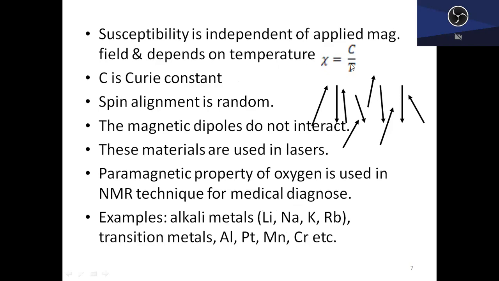The susceptibility is inversely proportional to 1 by T. So when I remove this proportionality, you get susceptibility equal to C by T, where C is called the Curie constant. This is called the random orientation of the dipoles, or we just say that is called magnetic moments.